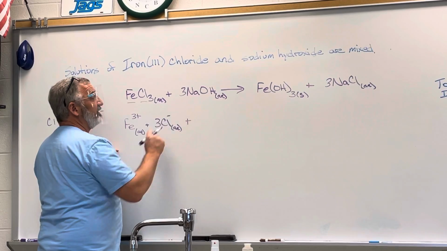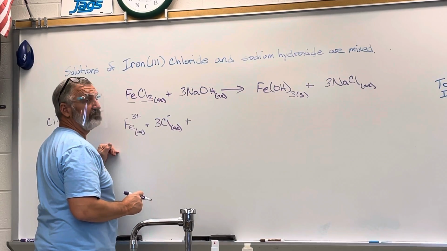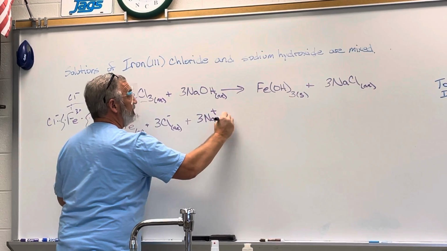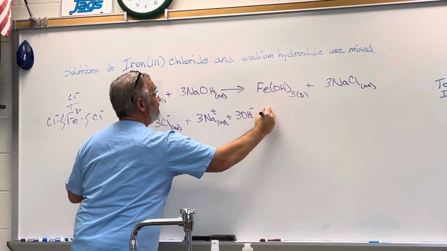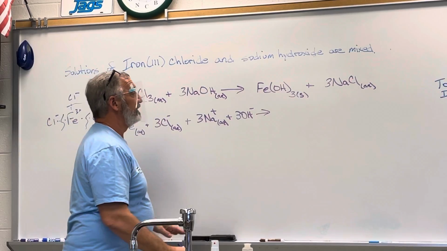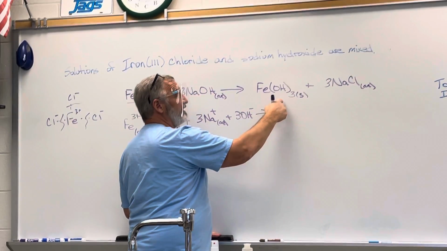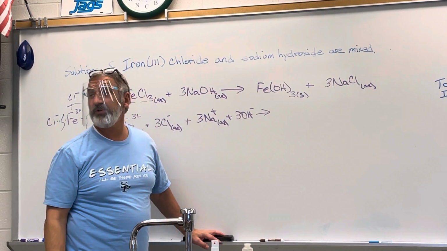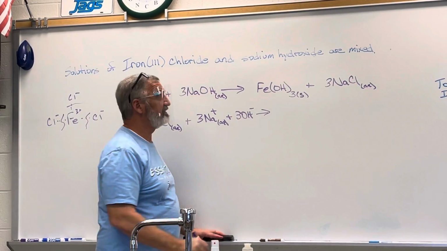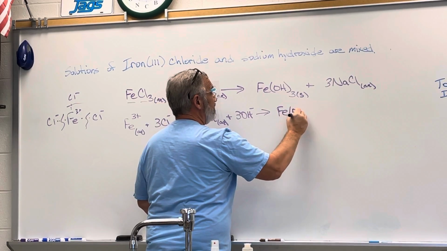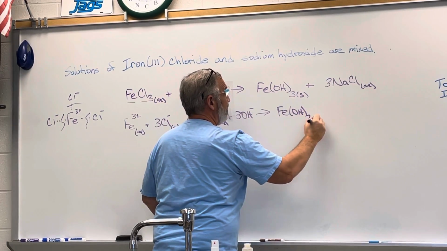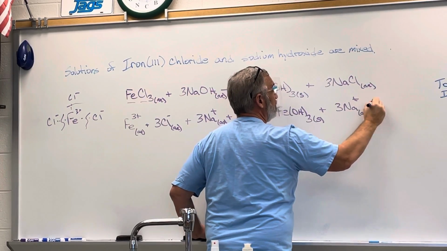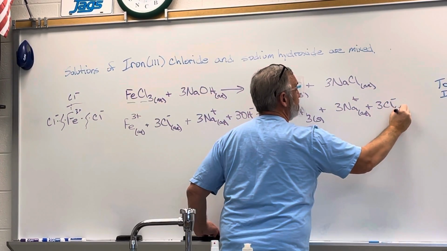Plus, what am I going to get here? 3 Na plus, 3 Na pluses, 3 OH minus, 3 OH minuses. Right? What about this one? Does this stay together or break apart? Stay together. Why? It's a solid. What are the only ones that break apart? Aqueous ionic compounds and strong acids. Then we're going to get 3 Na pluses plus 3 Cl minuses.